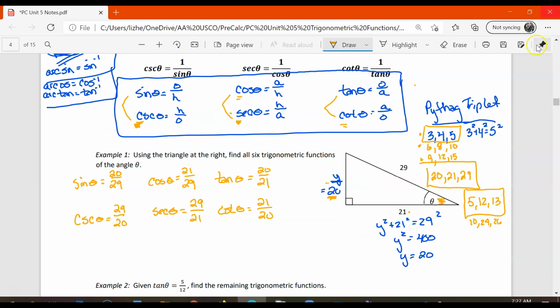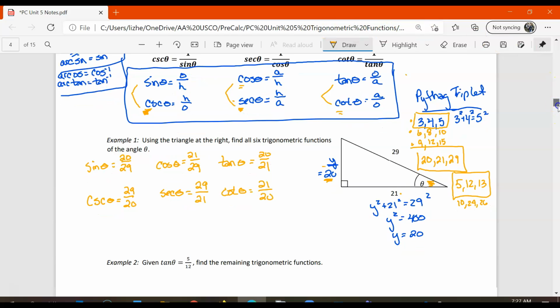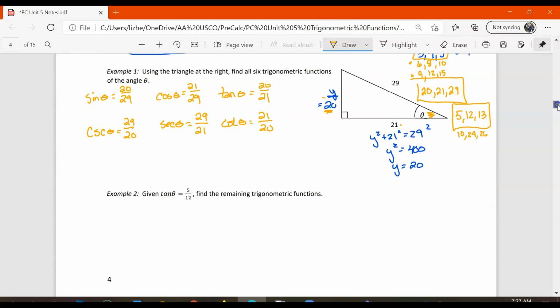Having a few issues here. Not sure why. Why am I shrinking rather than moving? Try it that way. Okay.